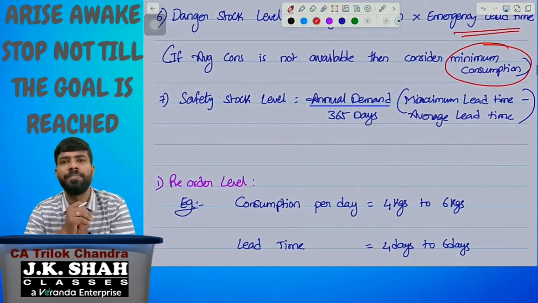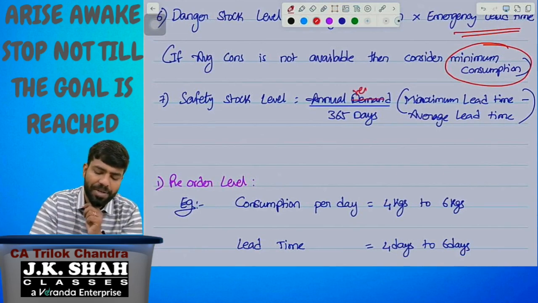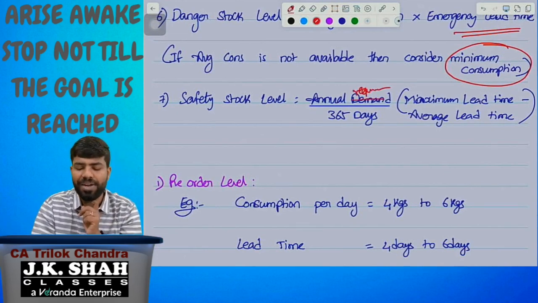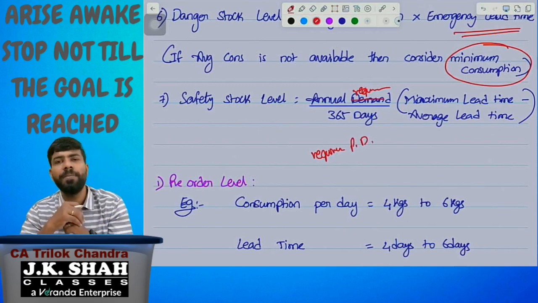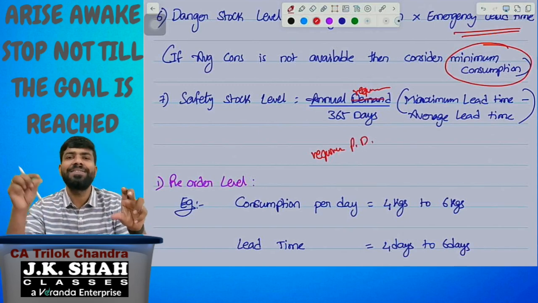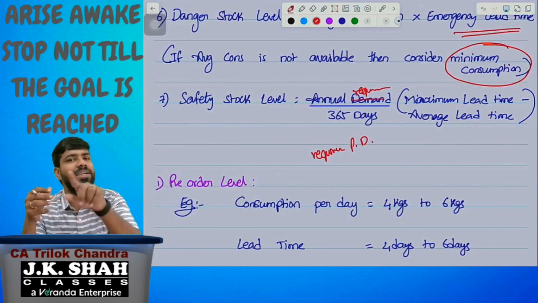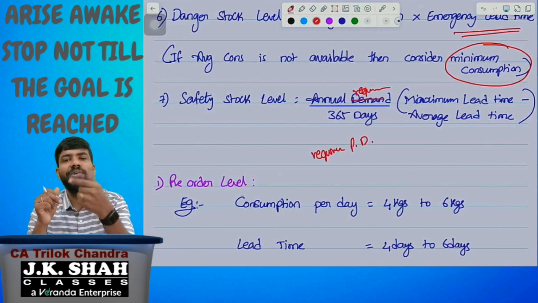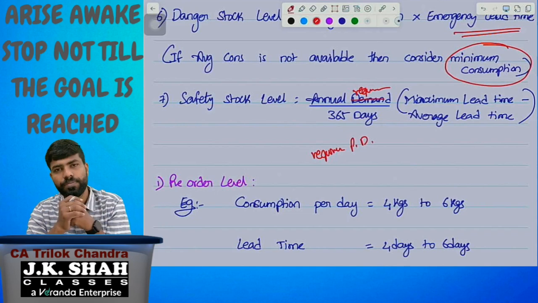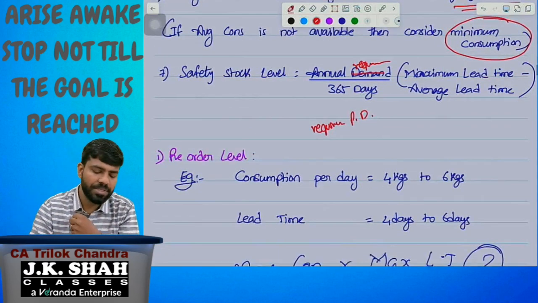Next, safety stock level, annual demand divided by 365. We'll be getting our annual demand or requirement. So annual requirement divided by 365 days, we'll be getting requirement per day. Requirement per day into maximum lead time minus average lead time. Gap between the maximum and average. In our example, average lead time is 5 days, maximum lead time is 6 days. 6 minus 5, 1 day. For 1 day, we are going to maintain the safety stock. These are the formulas. Let us understand the logic behind the formulas. First one, reorder level.